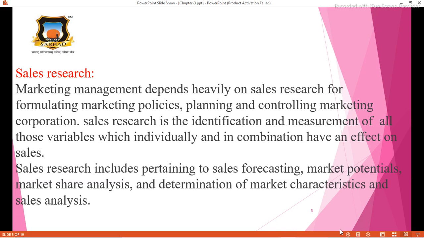Sales research includes matters pertaining to sales forecasting, market potential, market share analysis and determination of market characteristics and sales analysis. Hence, you can say sales research includes sales forecasting, advertising techniques, the market strategy, everything is included in sales research.